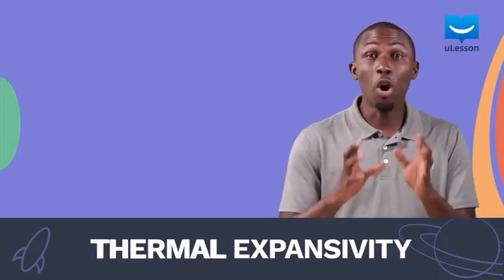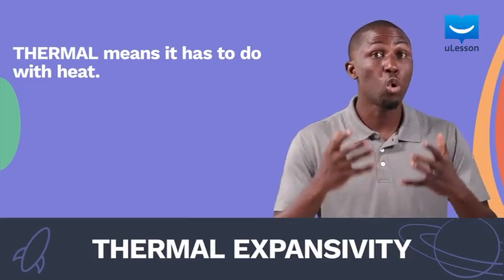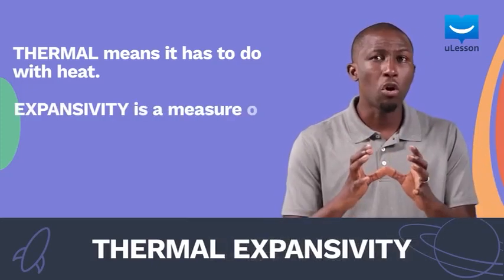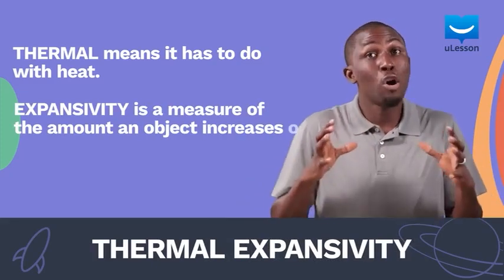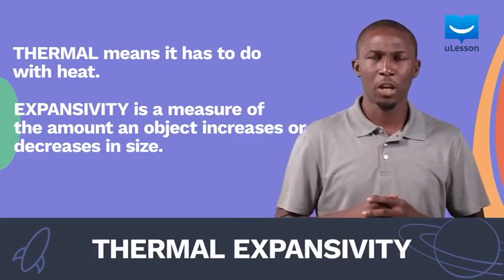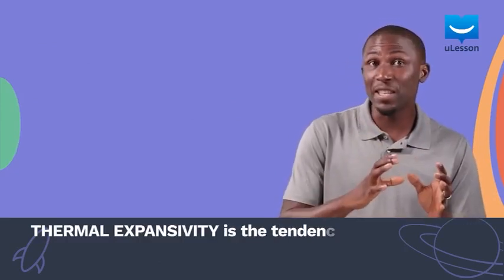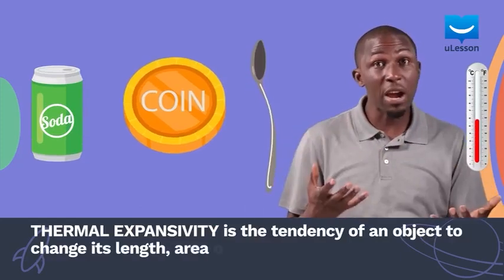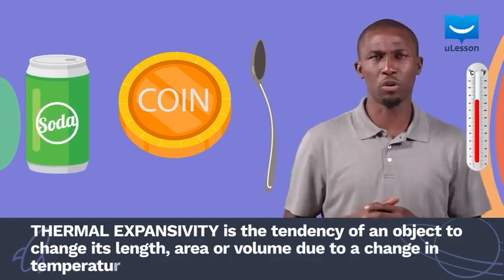So remember that the word thermal means related to heat or when something has to do with heat. And the word expansivity means a measure of the amount by which an object increases or decreases in size. So let's combine these two words and see what they mean in physics. So thermal expansivity is the tendency of an object to change its length or its area or even its volume due to a change in temperature.